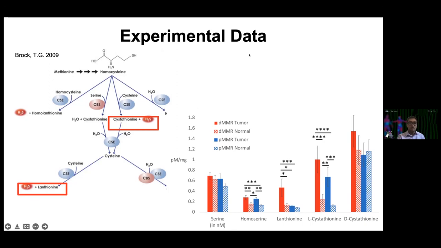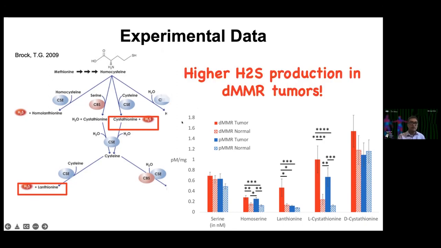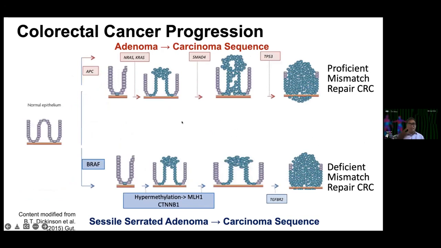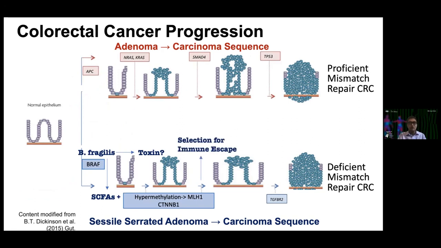So over the years, we've sort of taken this picture and we've added to it as we've gone along. So we've seen that there's a very strong association with B. fragilis in this, and there's a lot of work looking at it creating a toxin, but we don't really see that. Instead, we see the role of B. fragilis as a primary fermenter that generates short chain fatty acids that modulate the overall environment of growth for the tumor.